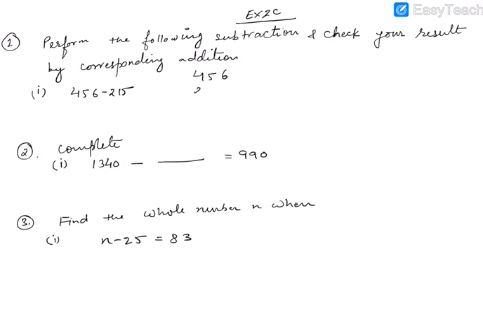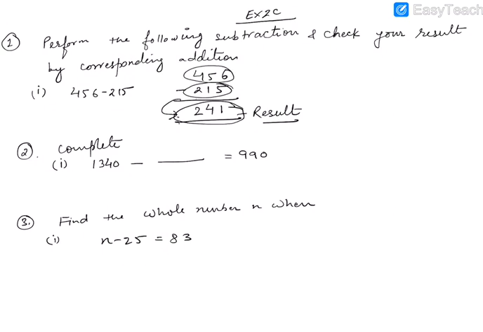456 minus 215. 6 minus 5, 1, 4, 2. So this is your result, answer. Now we'll check whether we have done the correct subtraction or not by corresponding addition. Means if you will add 215 in the result, you will get this.